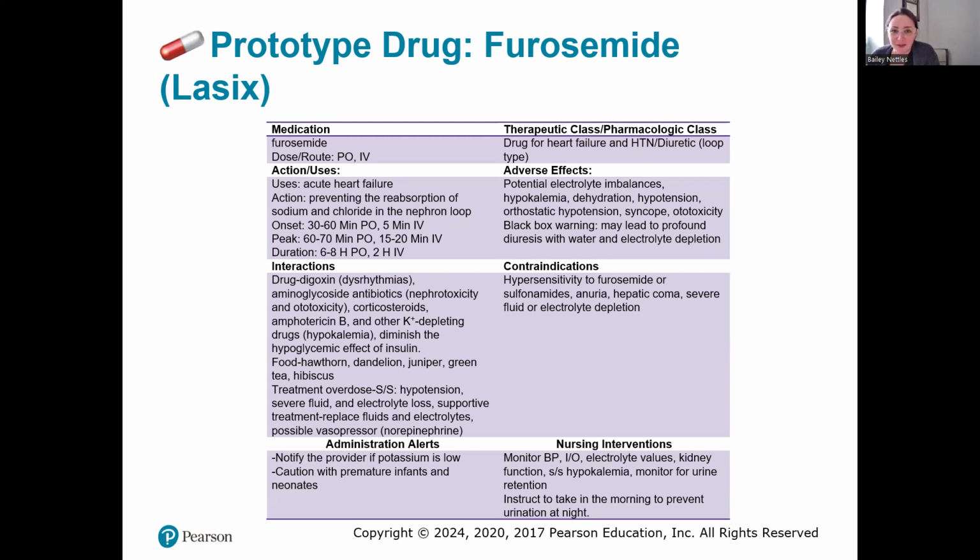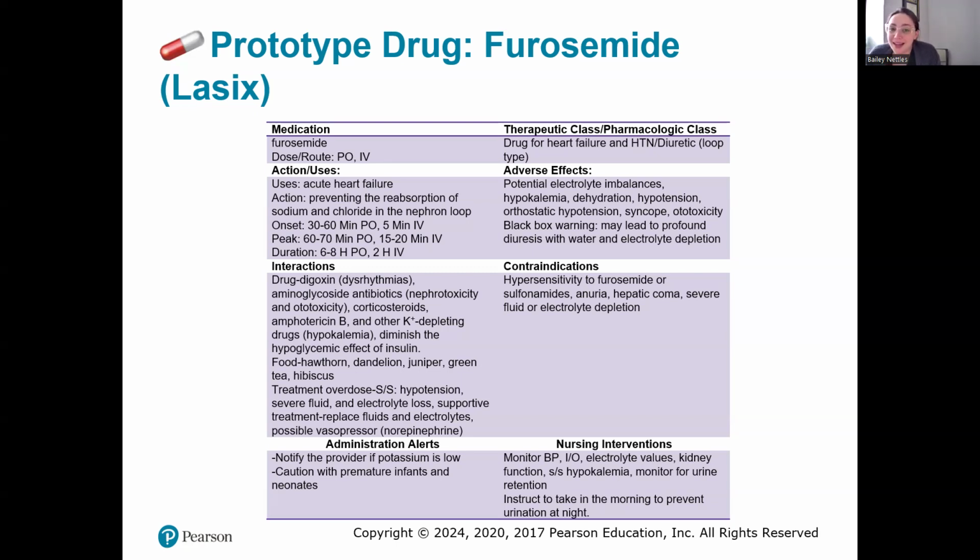Now the three adverse effects we already talked about, okay? So we just treat the symptoms. If my blood pressure is low, I need vasopressors like norepi. If I have severe fluid loss, I need fluids. If I have severe potassium or sodium loss, give me the supplements, okay? It's pretty straightforward. If you have a hypersensitivity to furosemide, obviously don't take it. But also sulfonamides, we don't use furosemide either, okay? If you are allergic or have a hypersensitivity to sulfonamides, you will also have one to furosemide.